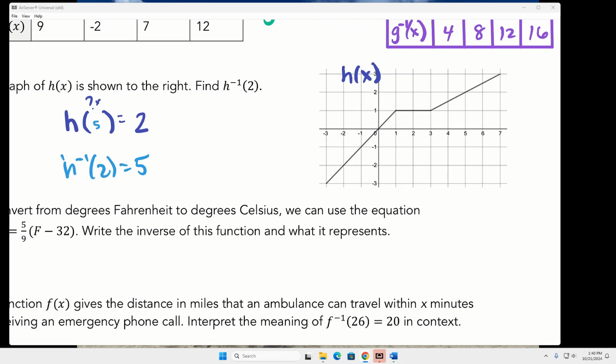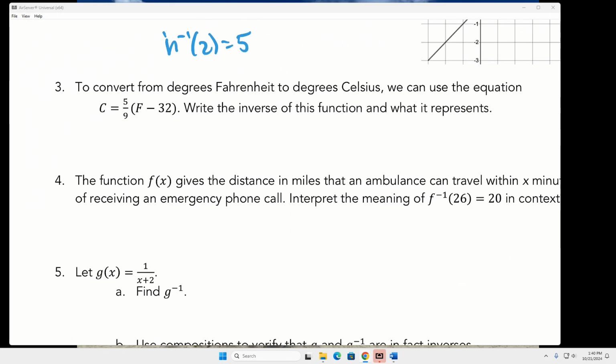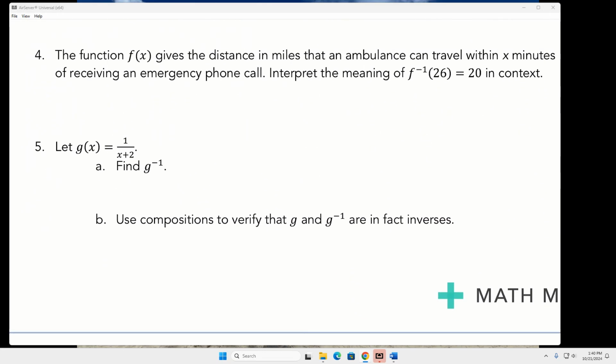Alright, so I changed your notes, but I didn't change what I have up here. So you guys don't have this question about Fahrenheit and degrees Celsius, which is fine. I didn't like it, so I took it off. So this is your number 3 about the ambulance, right?